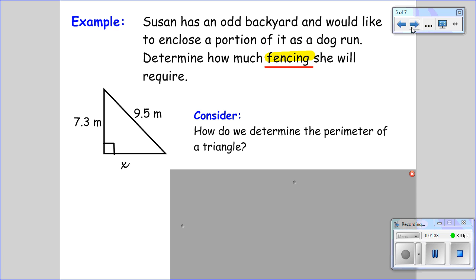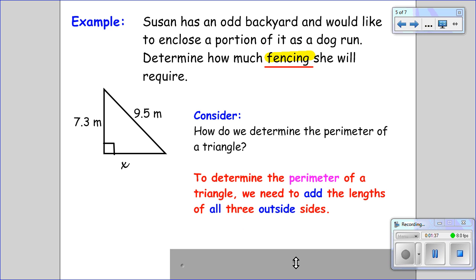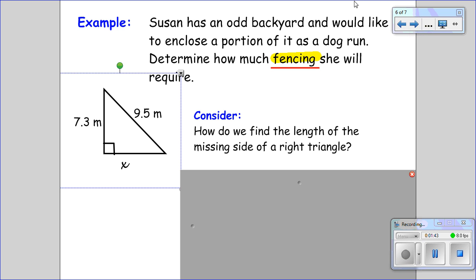How do we find the perimeter of a triangle? We need to add up all the side lengths of the outside sides. Now, the problem is we're missing one of the side lengths. Susan doesn't have a tape measure, but she measured before and she knew what the other two sides were. So how can she find out the third side length?